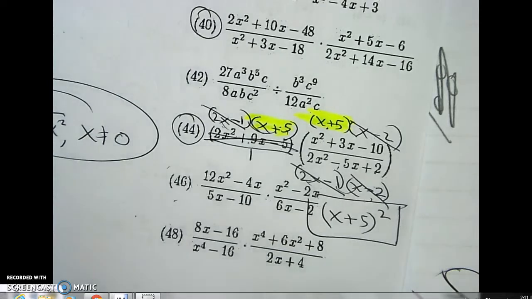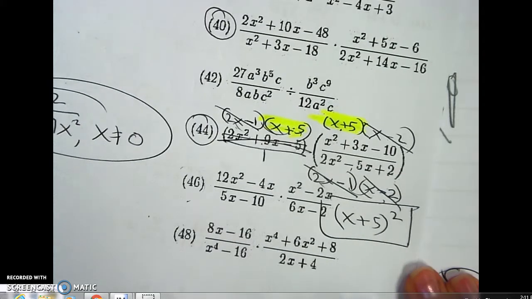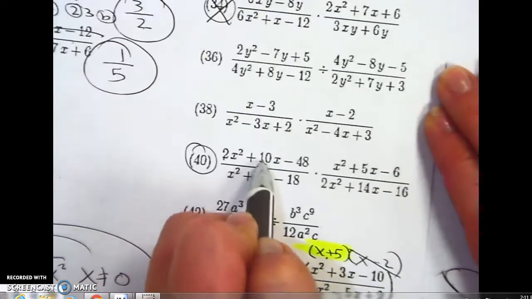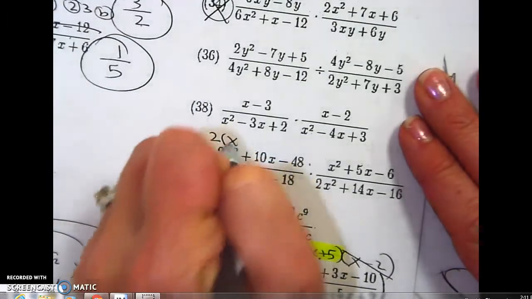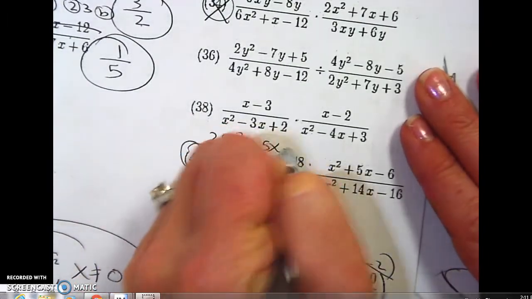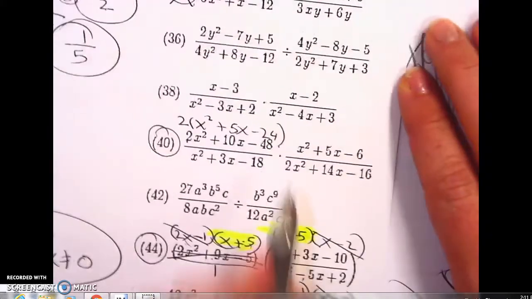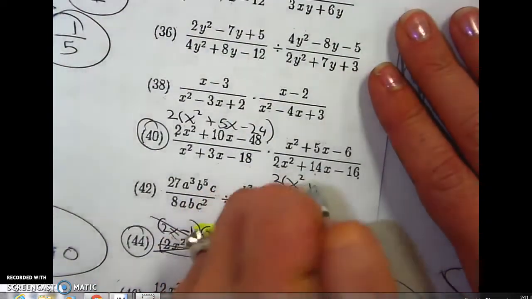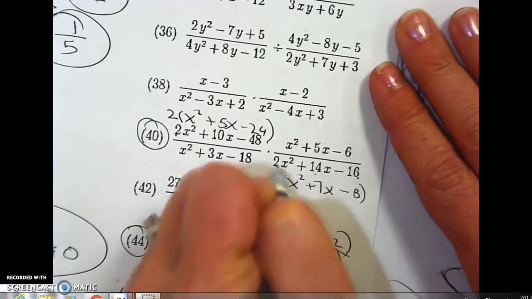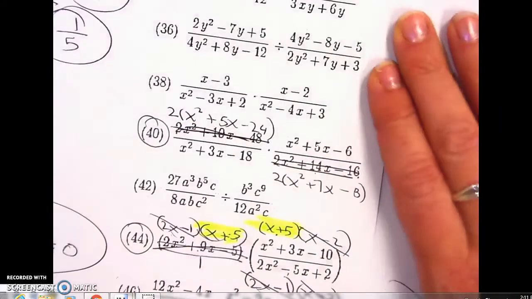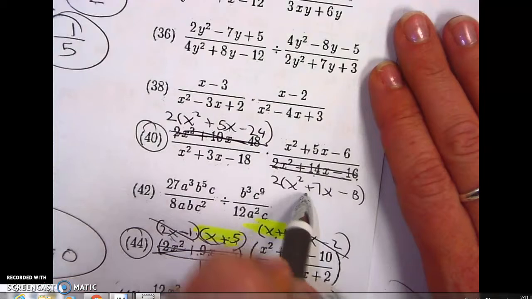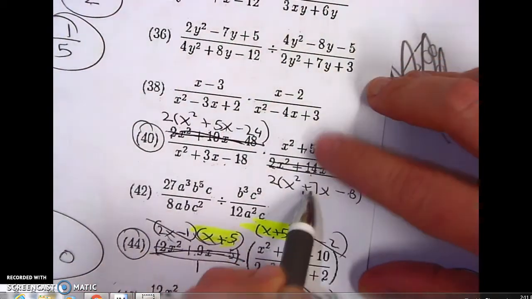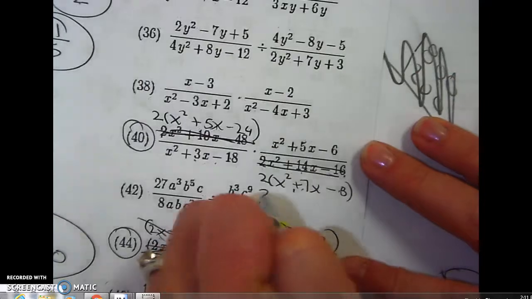Okay. I'm going to do number 40 as well, just for good measure. When I look at number 40, I see that 2 and 10 and 48 are all even, so I can take out a 2. I also see that 2, 14, and 16 are even. I can take out a 2, which means I'm just taking half. Okay? Now, all these types of factoring are the same. 2 numbers that multiply, 2 numbers that add. 2 numbers that multiply, 2 numbers that add. So I'll start down here.